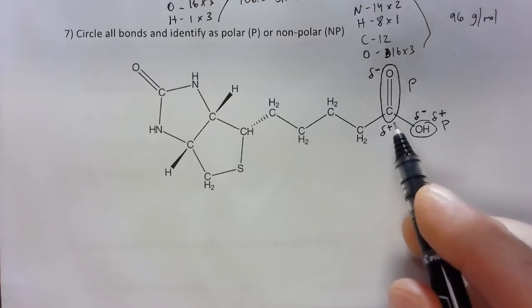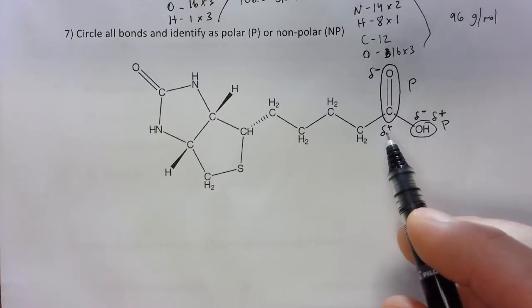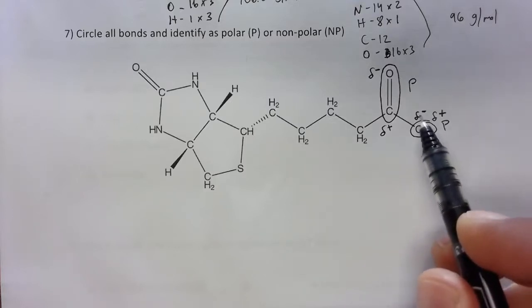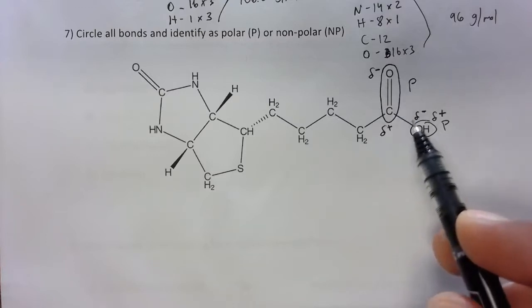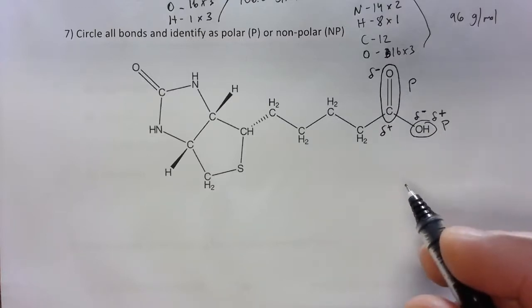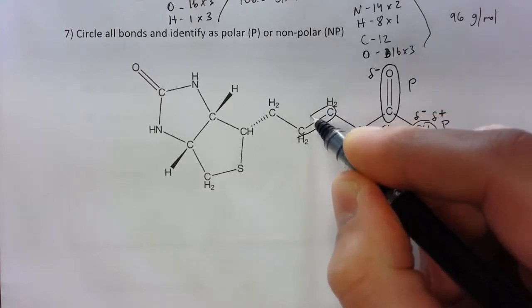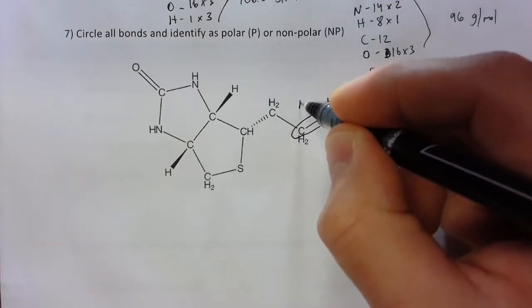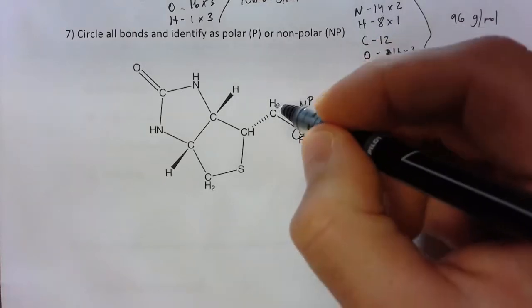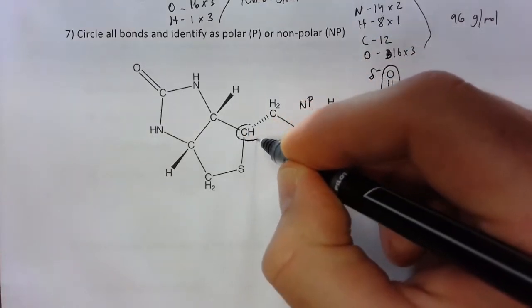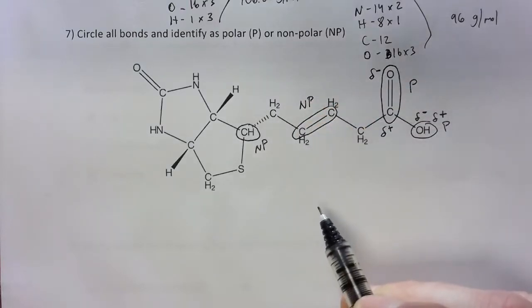Now we could draw another CO bond here, but I'm going to leave that out just for the sake of clarity. This is technically another unique bond, but we've already circled one CO bond and called it polar. Here we have a CC bond. This is nonpolar. Anything bonded with itself is nonpolar. Then here I have a CH bond. CH bond is a very common nonpolar bond as well.